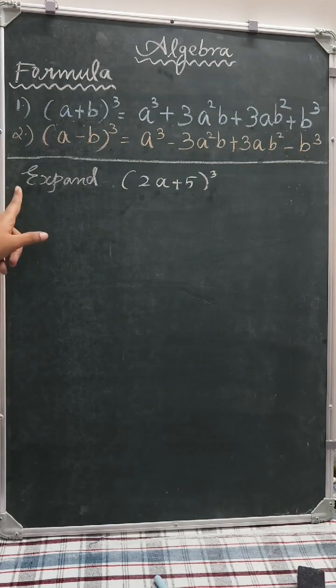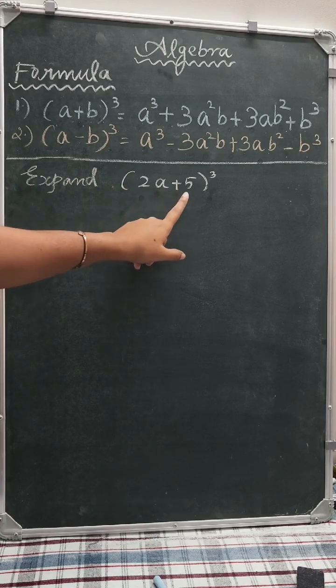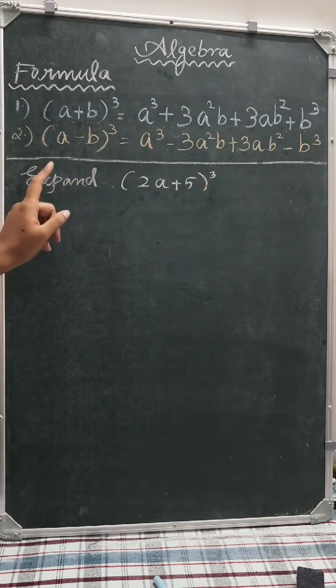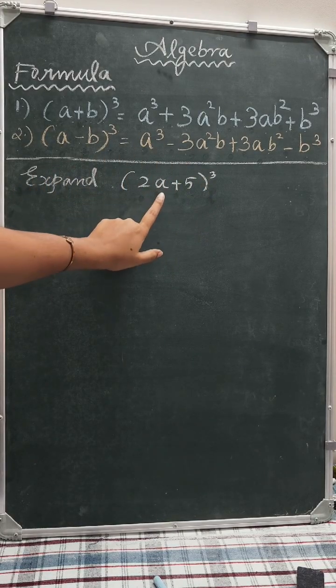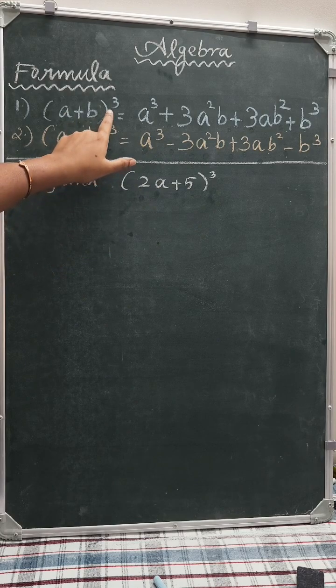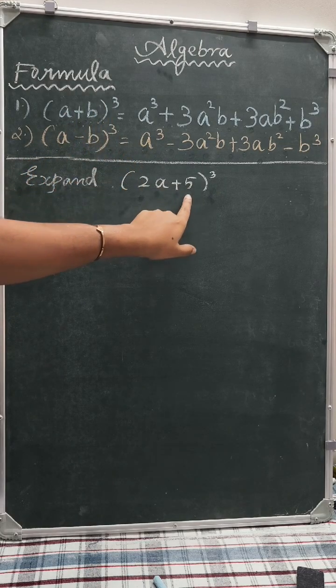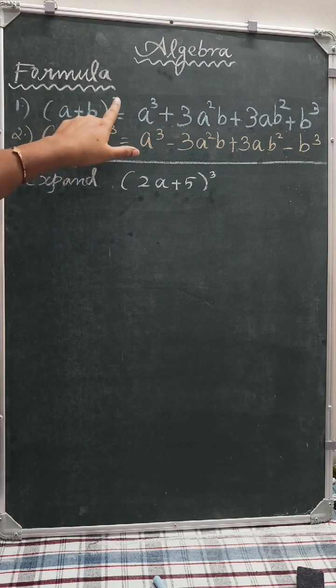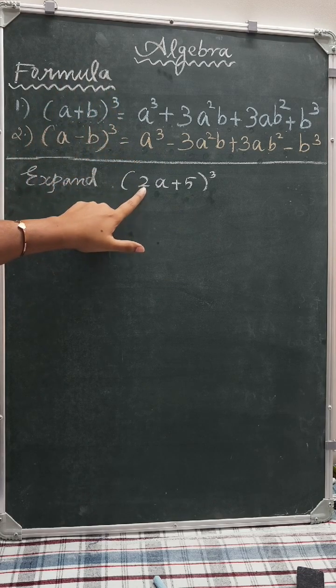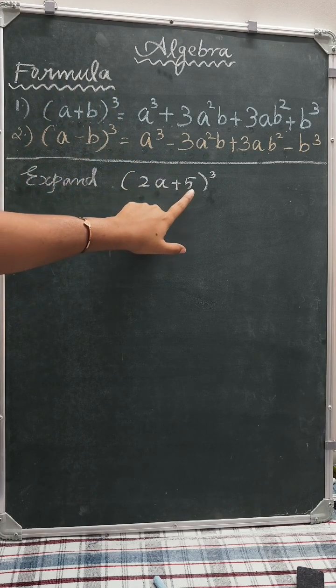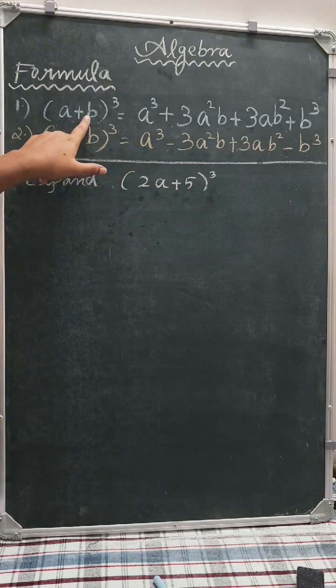Now, they have given: expand (2a + 5)³. Now you have to check which form the given question is in: (a + b)³ or (a − b)³? Yes, the given question looks like the (a + b)³ formula. So you have to compare (2a + 5)³ with (a + b)³.